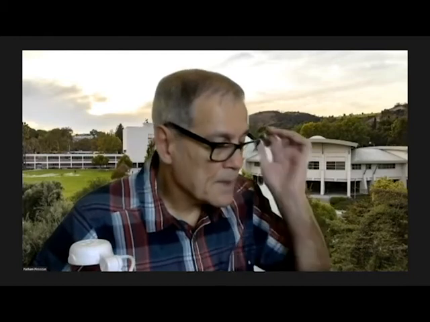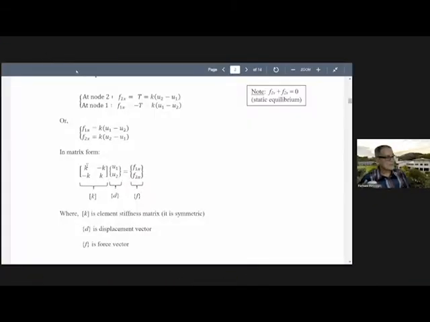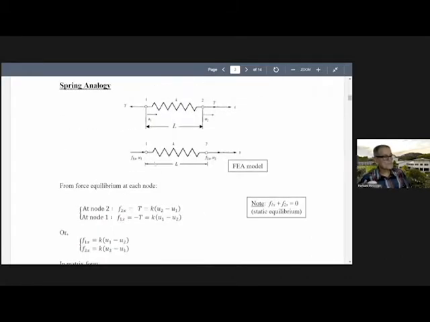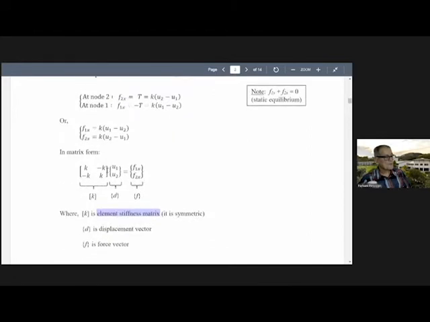Let's go to Canvas. Let me share the screen with you. Go to Canvas. This matrix is called the element stiffness matrix for a spring element. For this spring element, we found that the element stiffness matrix is like this.